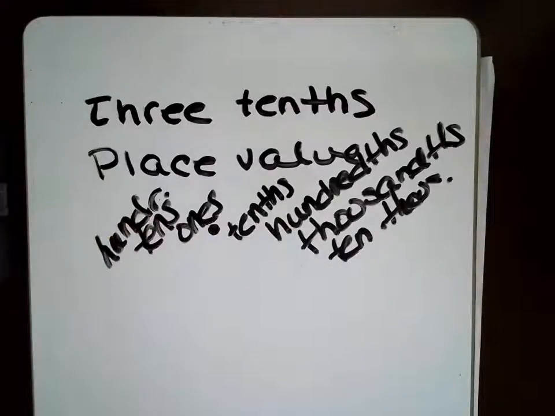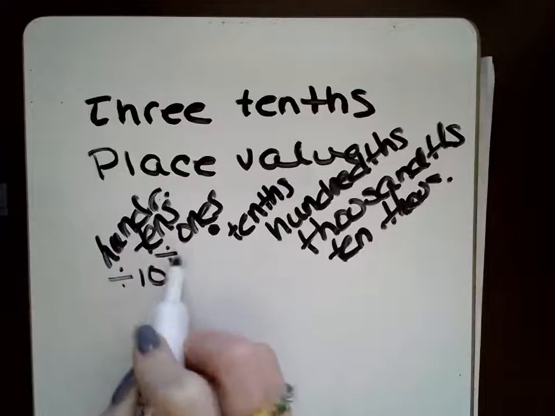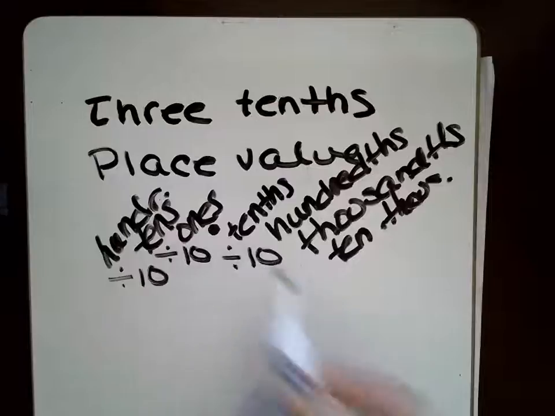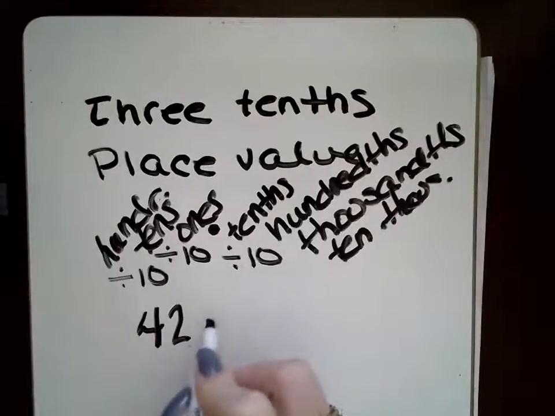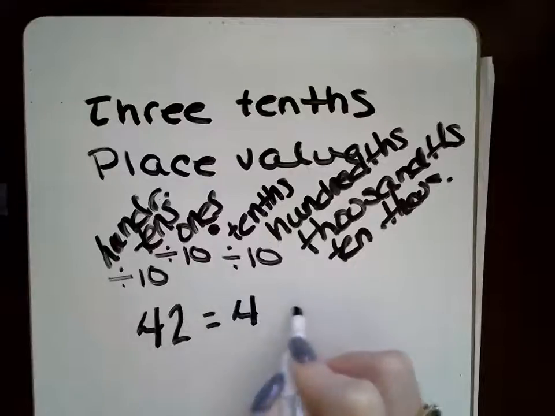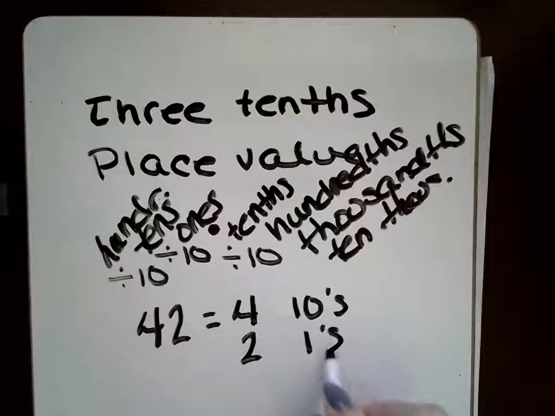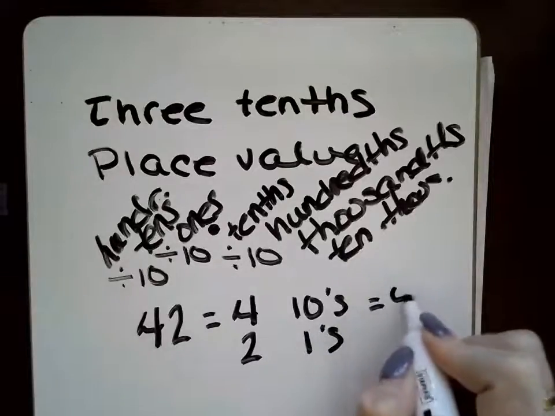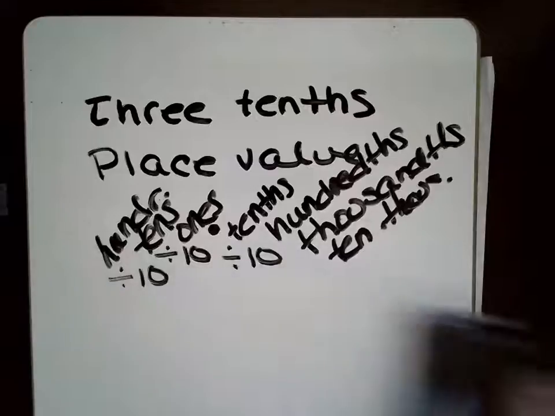So what's happening is, as we move from left to right down the number line, we're dividing by a factor of 10, dividing by a factor of 10, dividing by a factor of 10. So if we had the number 42, this is equivalent to saying we have 4 tens and 2 ones, or 40 plus 2. So when we work with decimal numbers, we use the same principle.